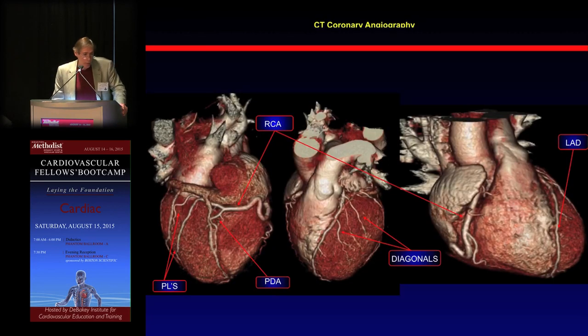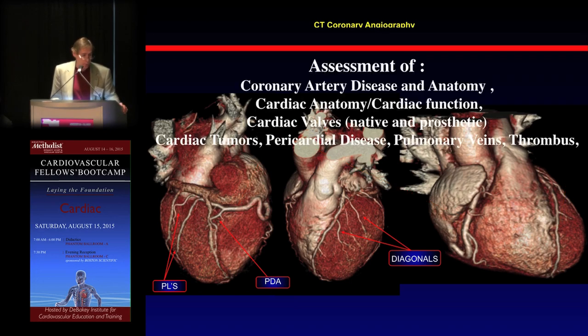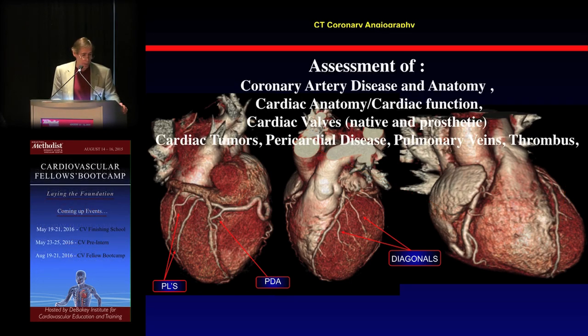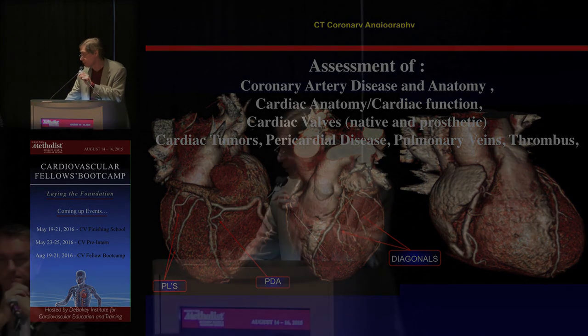So, in summary, there are many ways in which we can use CT. Obviously, we can look at the coronary arteries in a very nice categorical fashion. But besides that, we can assess cardiac anatomy and cardiac function, cardiac valves, both native and prosthetic, tumors, pericardial disease, pulmonary veins, and thrombus, etc. And it is a very robust technique, which now, when we get our new force system, will give less than 1 millisievert of radiation.